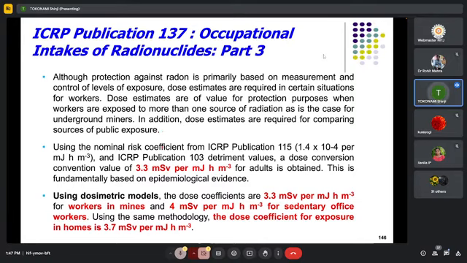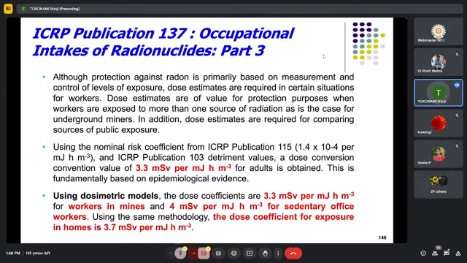Using the nominal risk coefficient from ICRP Publication 115, 1.4 times 10 to the minus 4 per mJ h per cubic meter, and ICRP Publication 103 detriment values, a dose conversion convention value of 3.3 millisievert per mJ h per cubic meter for adults is obtained. This is fundamentally based on epidemiological evidence.